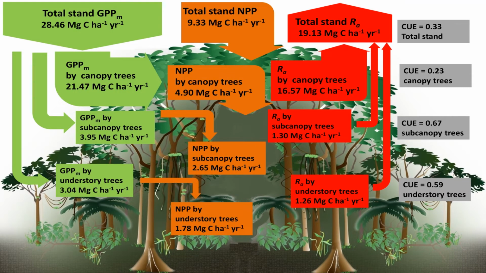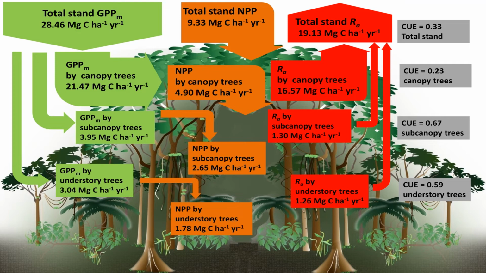Now to some absolute numbers. The total stand GPP was around 28.5 megagram carbon per hectare per year. And from those 28.5 megagrams per hectare per year, the canopy trees fixed about 21.5 megagrams per hectare per year. The subcanopy trees and the understory trees only assimilated about 4 and 3 megagram carbon per year respectively.